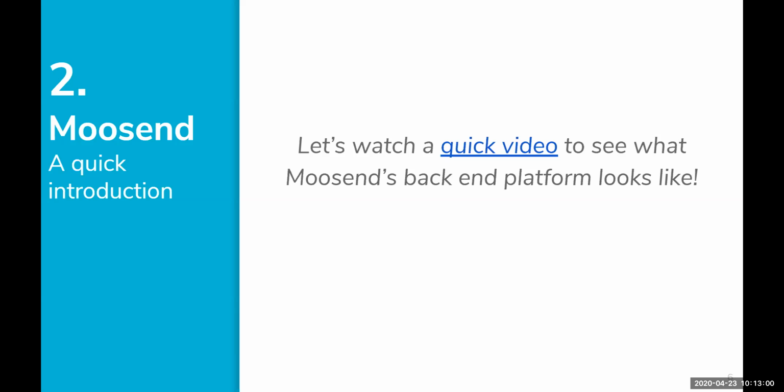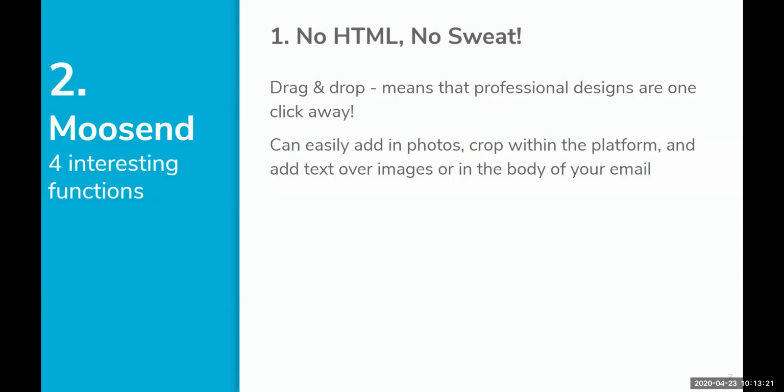You can easily crop photos and resize them directly in the newsletter platform. And what I really like about MooSend is you can drag and drop text on top of images and change the colors really quickly. I think it's a really beautiful back-end platform and something I would highly recommend you try out. So we'll get into four interesting functions of MooSend. Like I said, HTML and coding types of programs are definitely not needed for this one. So it's drag and drop.